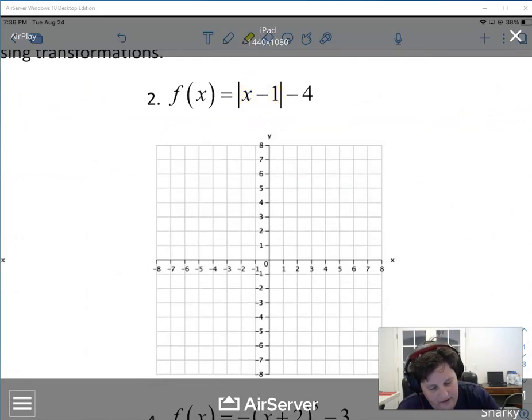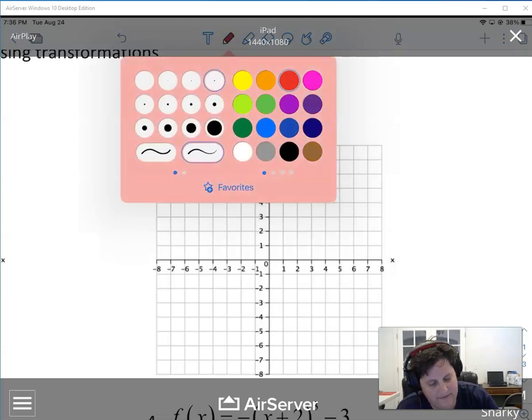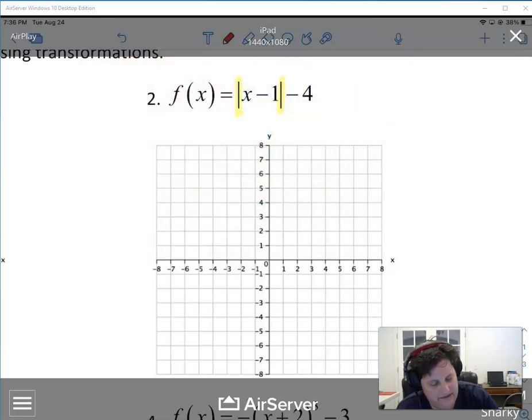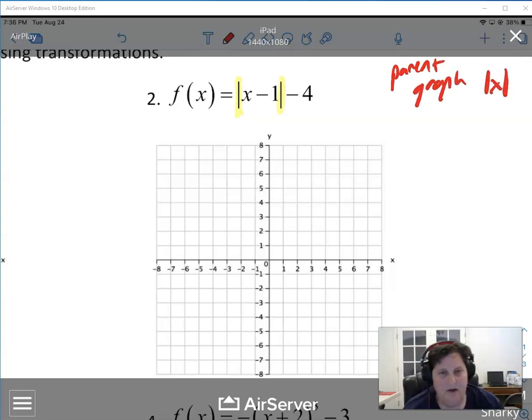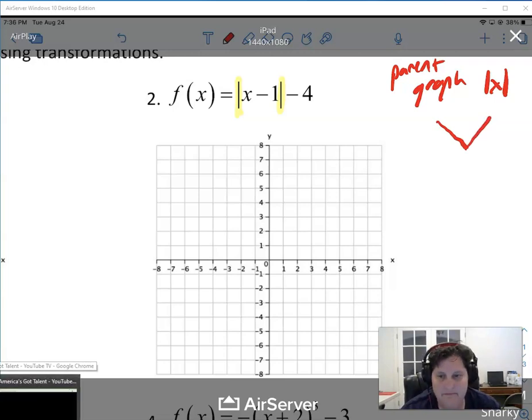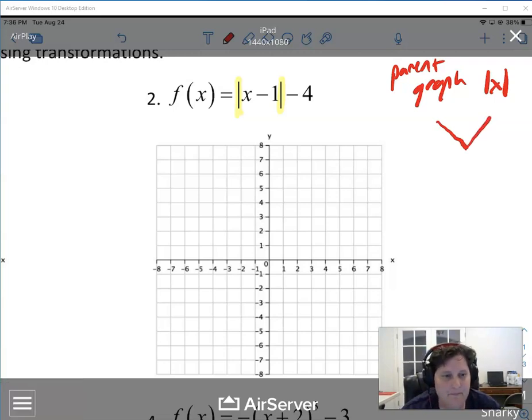Let's look at this next one. What's the parent graph here? The parent graph is the absolute value of x. And what does the absolute value of x look like? Hopefully you all said, we know that the absolute value makes a V shape.